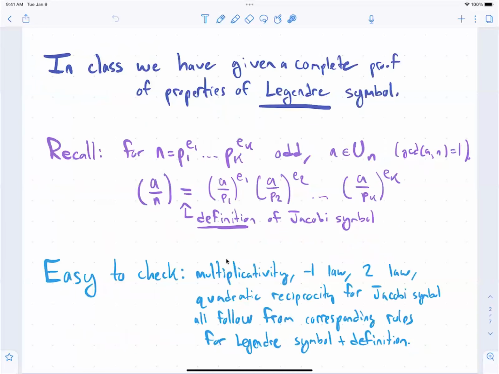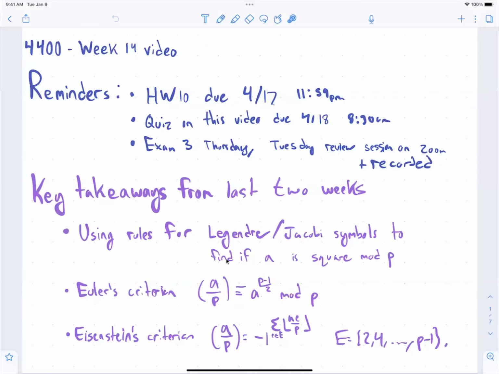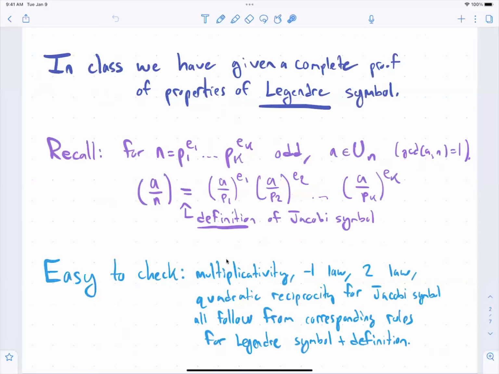In class, we've given a complete proof of the properties of the Legendre symbol. There's one small note we should make. The Legendre symbol is where the thing on the bottom is a prime number P. We talked about this more general thing called the Jacobi symbol, where the thing on the bottom is allowed to be any odd integer n, so maybe a product of odd primes.